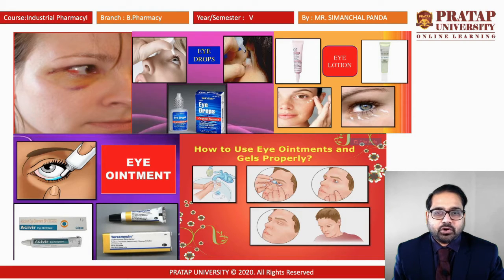Generally, if you are taking the ointment, we have to clean our hands properly so that from our hands the microbes or any solid particulates should not get into the eye. If you are taking any liquid inside the eye, the eyelid has to be open and it has to be inserted as it is shown in the diagram, and the eye has to be closed for a while to move across the area of the eye.